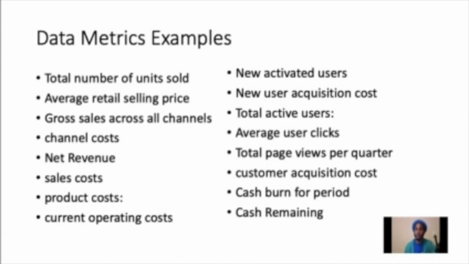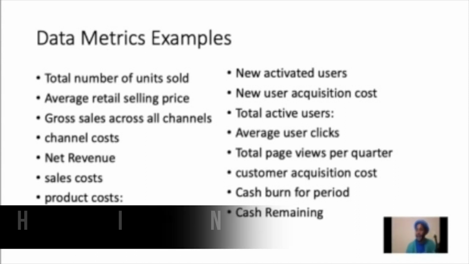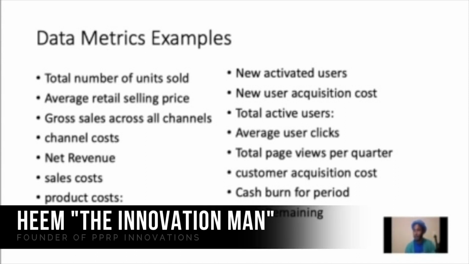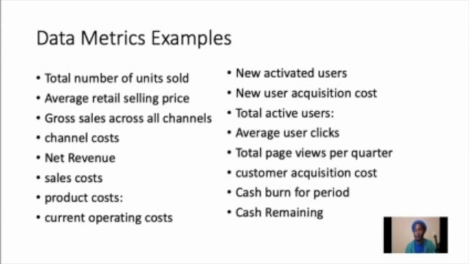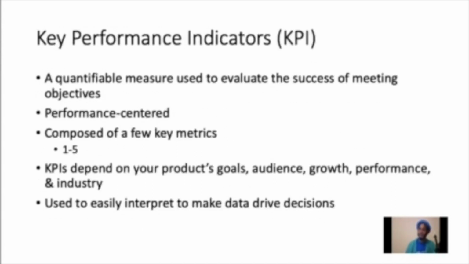There's many ways and many data metrics available, but some examples are total number of units sold, or channel costs, or the net revenue, sales cost, the new activated users, average user clicks. All of these are examples of data metrics. They have an identity to some type of number that's being collected, right?